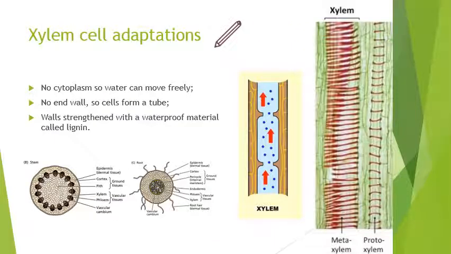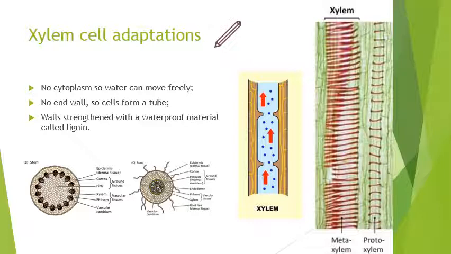Now, xylem cells have adaptations, and here again, this is something that you should copy. Adaptations are really important. I like to talk about adaptations because in biology, a lot of structures only make sense when you think about how they are adapted. We already talked about the adaptations of root hair cells. Now, xylem cells are also adapted to their task.